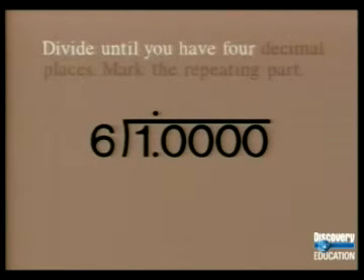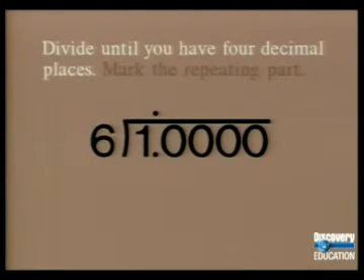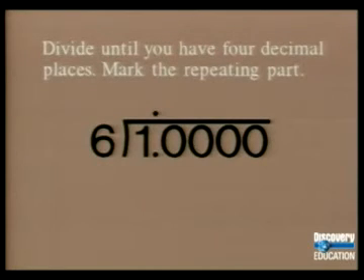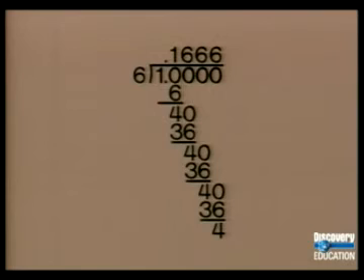Your turn. Divide until you have 4 decimal places. Then mark the repeating part by making a line over the first part that repeats. Here's what you get when you divide. The part that keeps repeating is 6. So here's how you show that. A line over the first 6.